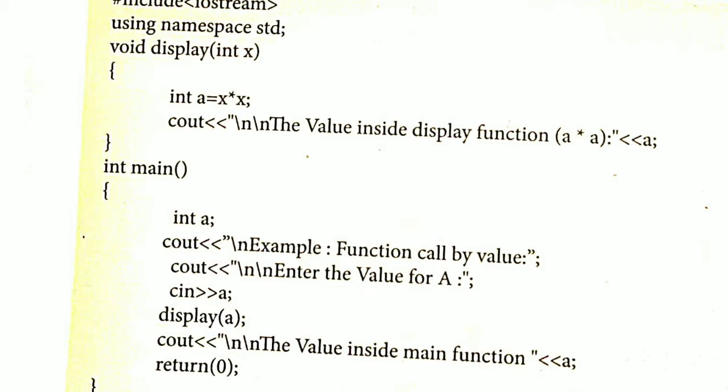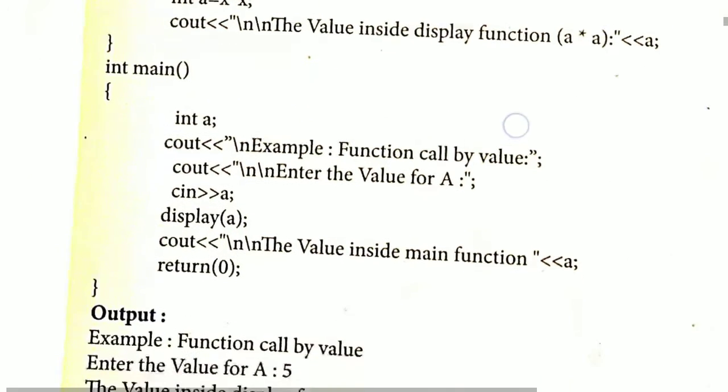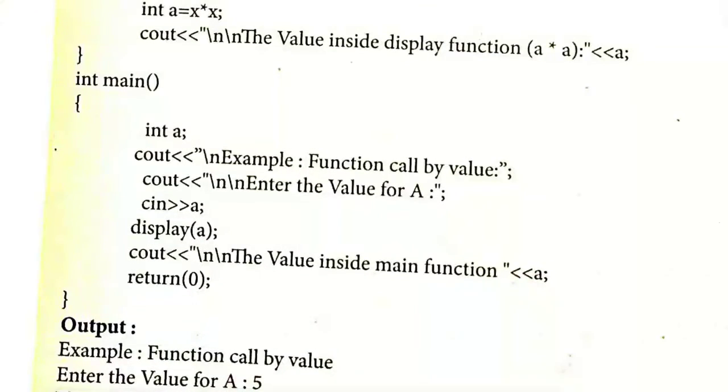Any value is not transferred from the user defined function back to the main function. Here you can see that the value is transferred from main to the user defined function. If any changes happen to that particular value, it will not affect the value in the main function. The value which is handled by the user defined function stays there itself. Any changes will not affect the value in the main function.